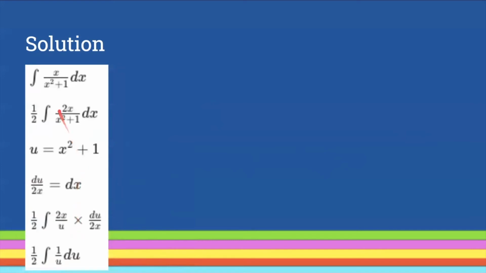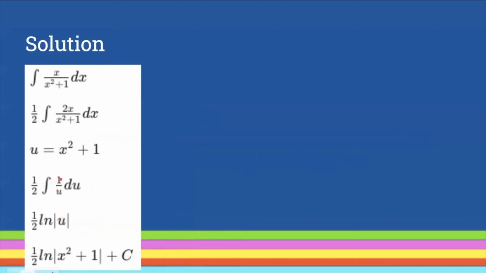All right, and then now we substitute. So x squared plus 1 is equal to u, and dx is equal to du over 2x. So the 2x's cancel each other out, leaving us with 1/2 times the integral of 1 over u du. So we know what the integral is. And then finally, we unsubstitute u equals x squared plus 1. And this is our final answer.